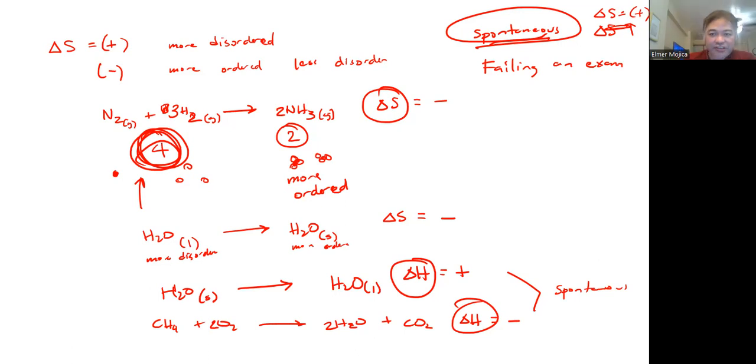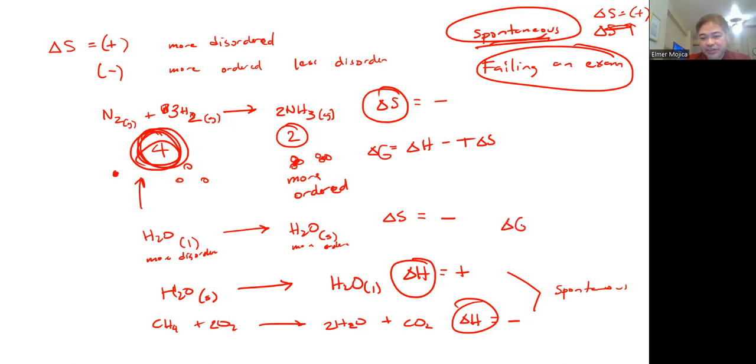So you're convinced now that failing an exam is a spontaneous process? Because you don't do anything, most likely you will fail an exam. Putting in effort is an outside intervention. Okay? So the combination of delta H and delta S gives you the delta G.